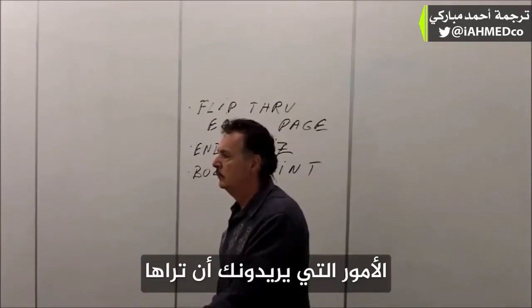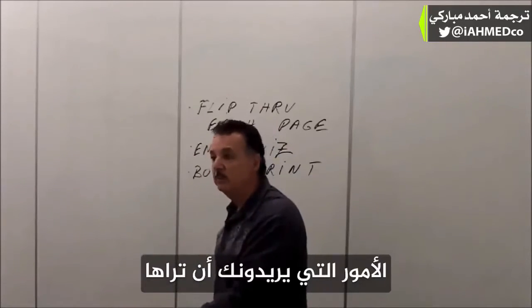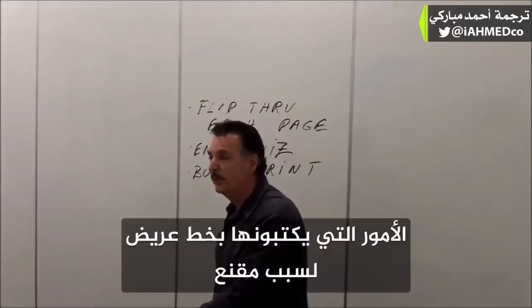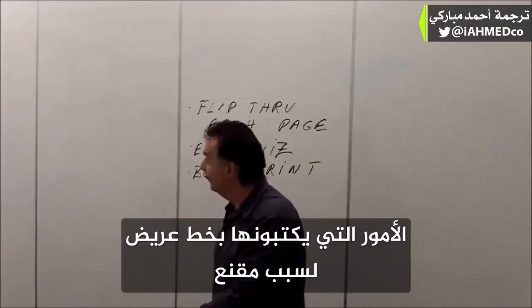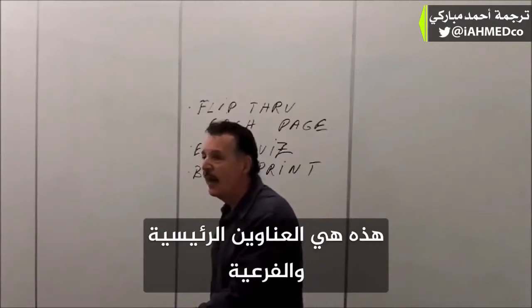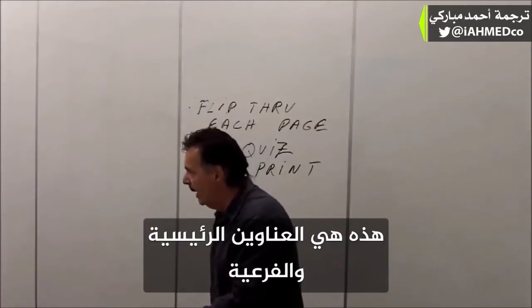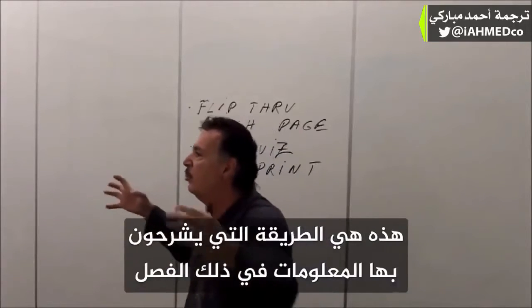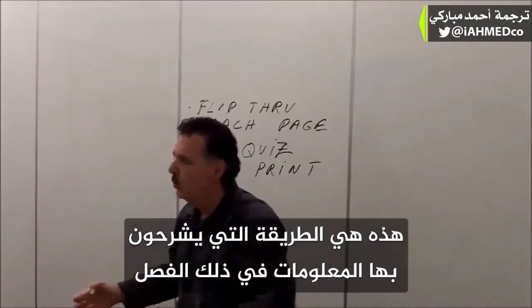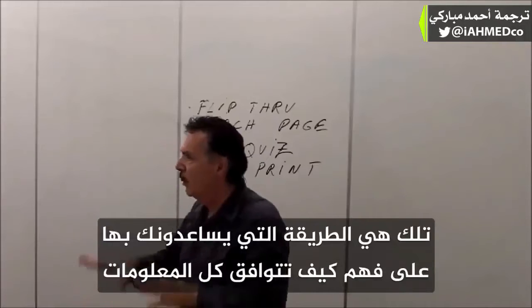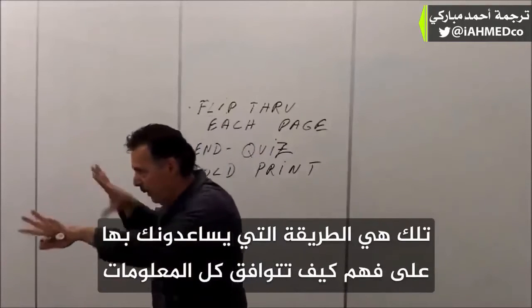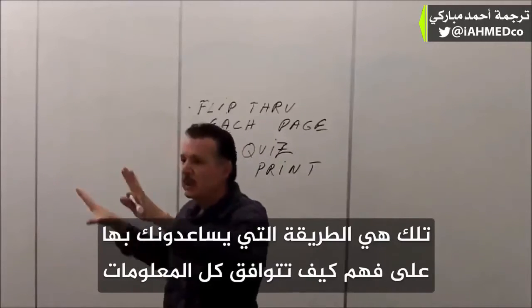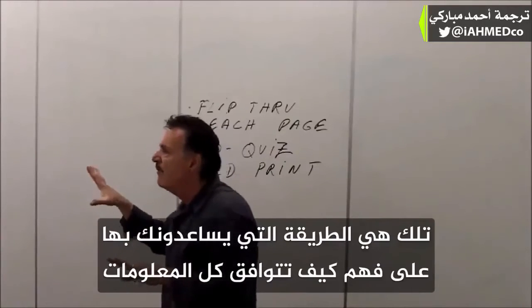Stuff they want you to remember and see. Stuff they want you to see. The stuff that they put in bold print for a reason. These are the titles. These are the subtitles. These are the topic headings. These are how they broke down the information within that chapter. In other words, they're going to break it down for you. So now you're kind of understanding how this stuff fits together.